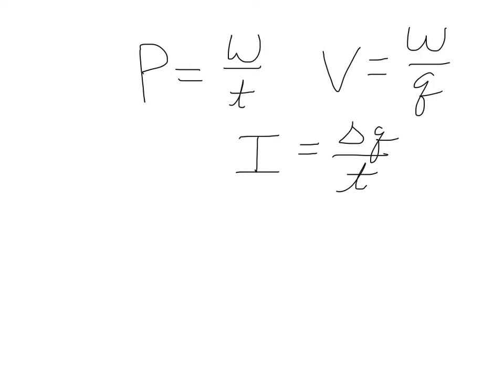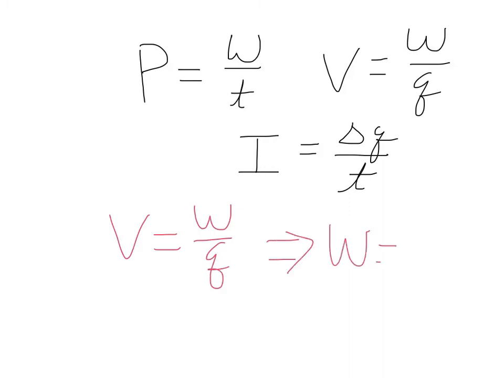So first of all, what we're going to do is we want to use power is energy per time, and we're going to make a substitution into here. We're going to solve this formula for W. So I'm going to use V equals W over Q, and that's going to give me W equals V times Q. So energy equals pressure times charge, and then I'm going to substitute that in to power equals work divided by time.